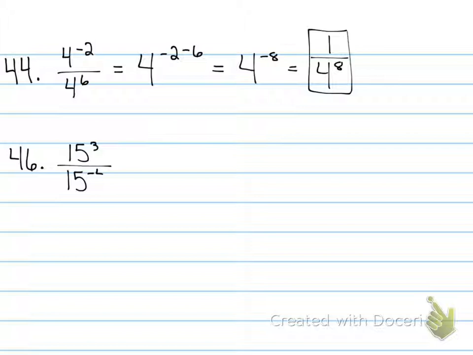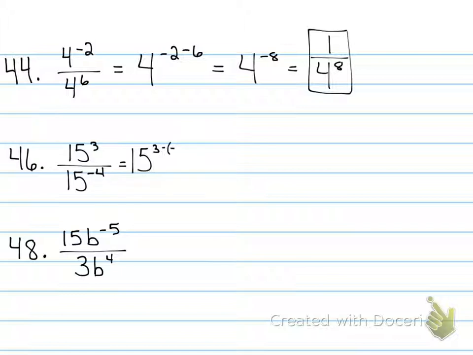Now we'll do 46 through 50. Number 46, 15 to the 3rd minus negative 4. 4 was negative, so it becomes a double negative. What does a double negative turn into? A positive. Anybody catch that? So 15 to the 7th. Because we're subtracting in the quotient of powers property, and it's already a negative, that makes it a double negative.